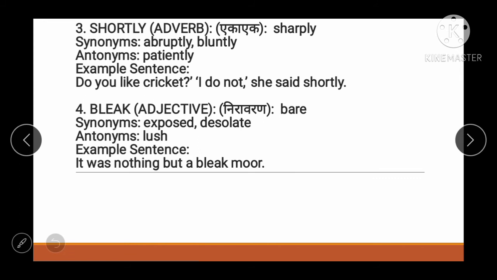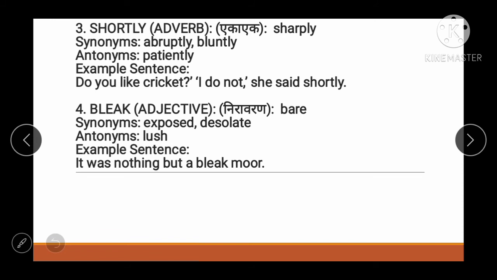Let's form an example. Do you like cricket? I don't. She said shortly means you asked question, do you like cricket? He or she said, I don't. She said shortly means abruptly, in an unpleasant manner. All right, next one is bleak.